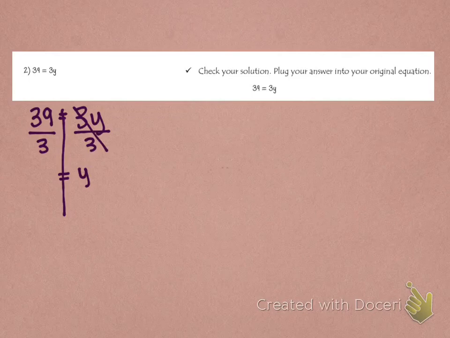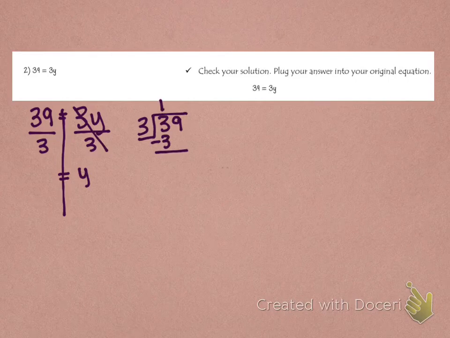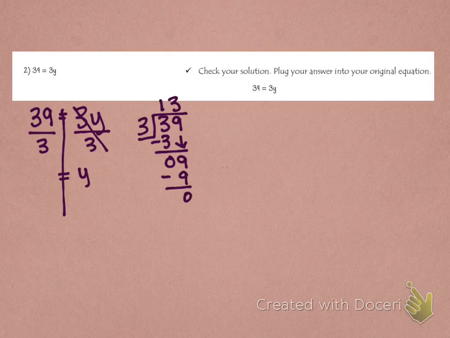Bring down your equal sign, and then we can go off to the side and divide 39 by 3. 3 goes into 3 one time. 3 minus 3 is 0. Bring your 9 down. 3 goes into 9 3 times. Minus 9 is 0. So y equals 13.